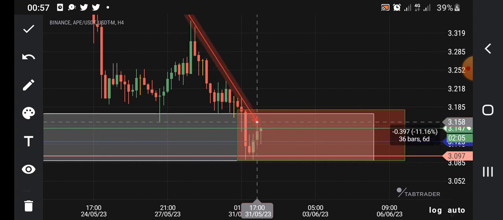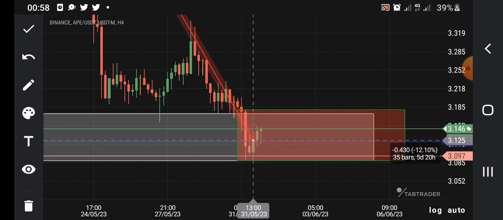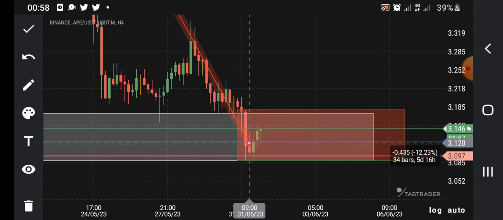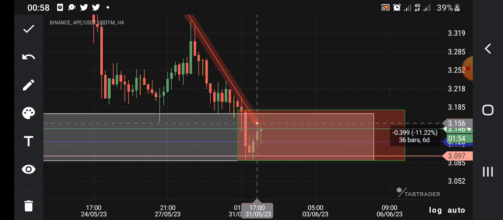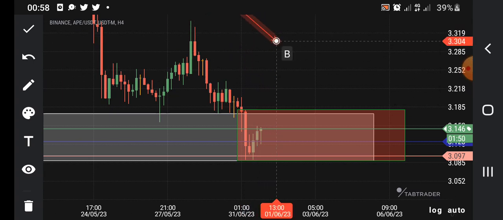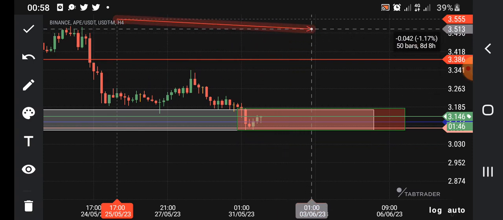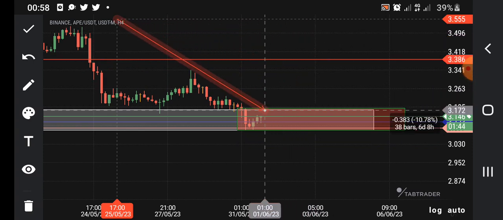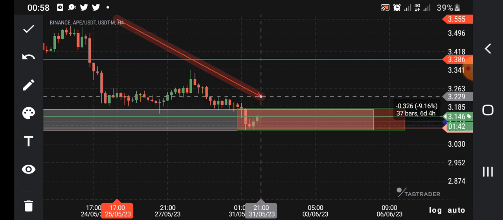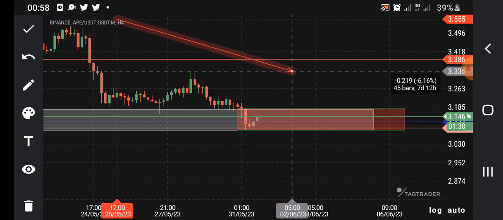Now wait for your pullback. If your pullback comes back in between these two, then you can go long. That is why I went long on this trade with this blue line. And then my take profit can be here, or here, or I can even target the highest high, which is here. But it's good if the price gets to this point here, I'm going to take 50% of the trade.